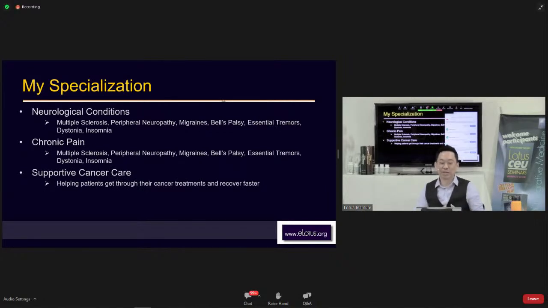Okay, so my specialization. My clinic specializes in these three main specialties, but we still treat everything, because the public does not know specialty. The public knows acupuncture. Oh, you're an acupuncturist. Oh, you treat the same thing as the acupuncturist down the street. But for our purposes, my clinic specializes in neurological conditions. These are all of the conditions.